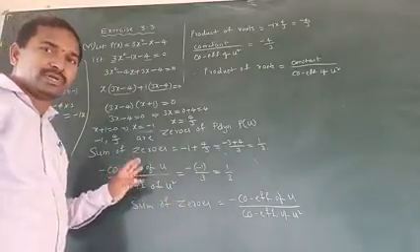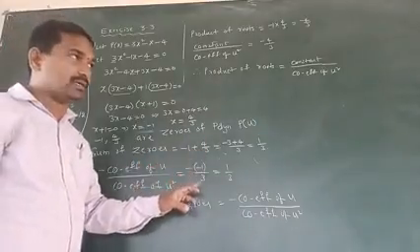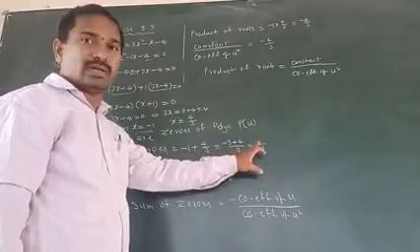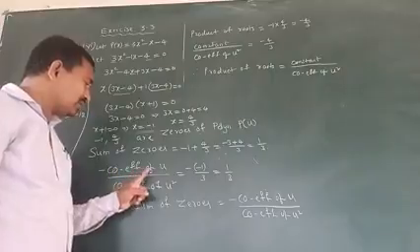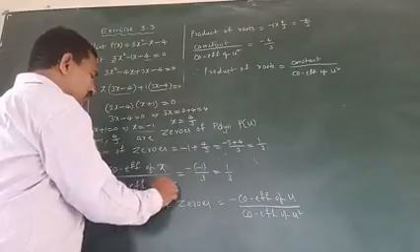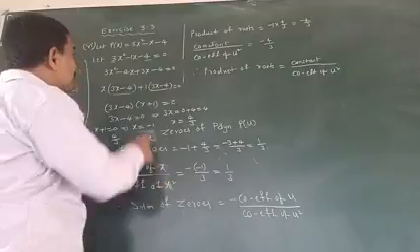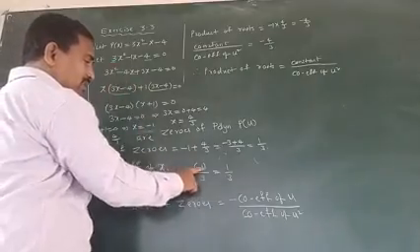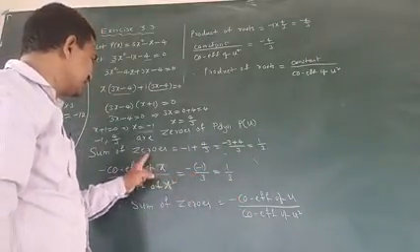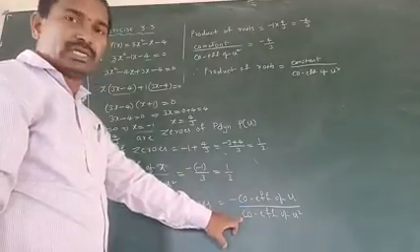Now let us find the relation between the zeros and coefficients. Let us find the sum of zeros. Minus 1 plus 4 by 3. What is the LCM? 3. 3 into minus 1, minus 3 plus 4. 4 minus 3 is 1. 1 by 3. Now minus coefficient of x by coefficient of x square. What is the coefficient of x? Minus 1. So minus of minus 1 by coefficient of x square 3. Minus into minus is plus, 1 by 3. So see, these two are equal. So the relation is satisfied.